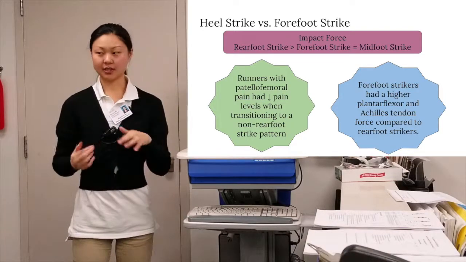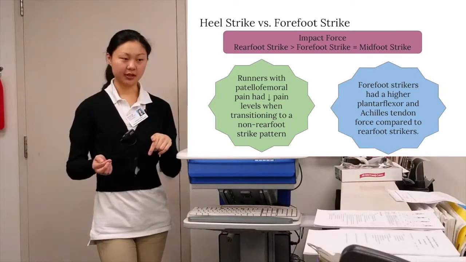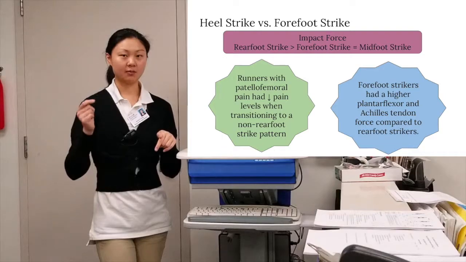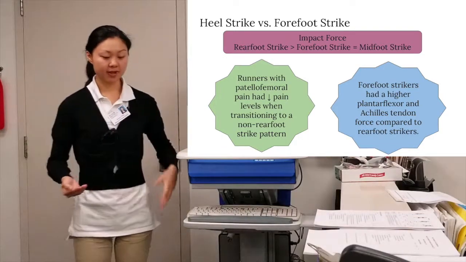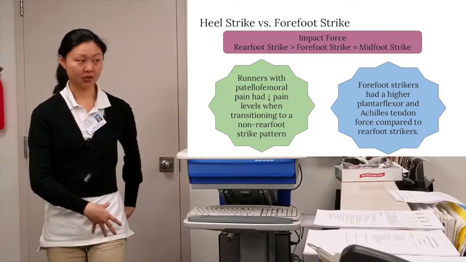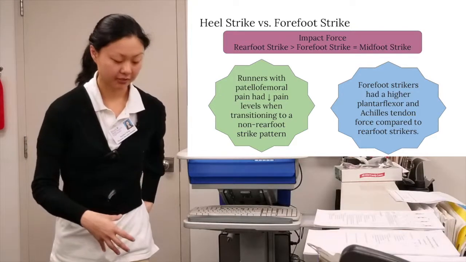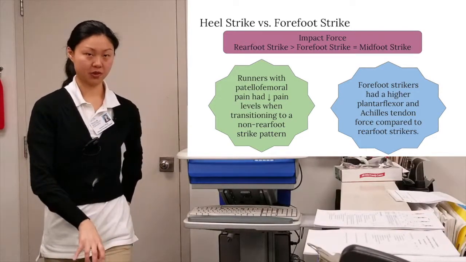They also found with the study that runners with patellofemoral pain actually had reduced pain levels when they transitioned from a rear foot to more of a forefoot strike, so running more on their toes, which again makes sense because if you're landing back here, you can just imagine how much stress is on your knee compared to if you're landing more on your toes, the moment arm is a lot shorter, or the amount of torque acting on the knee.